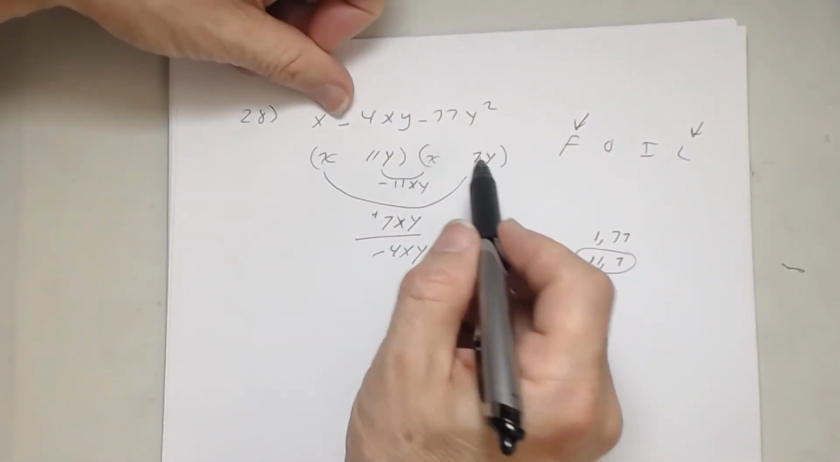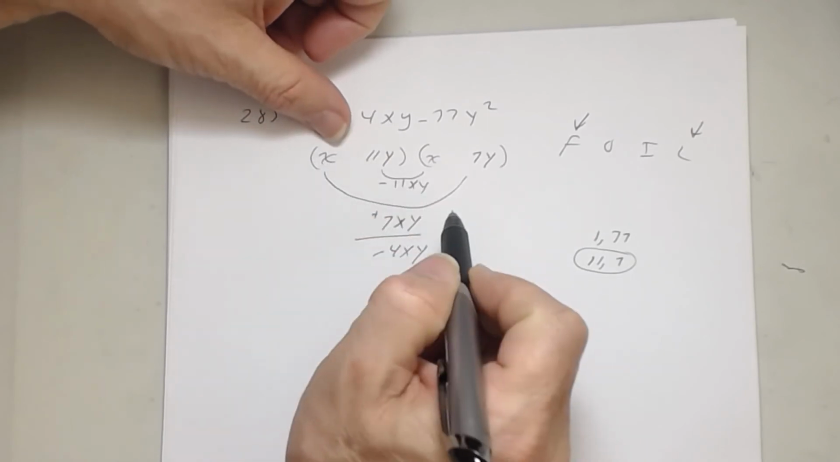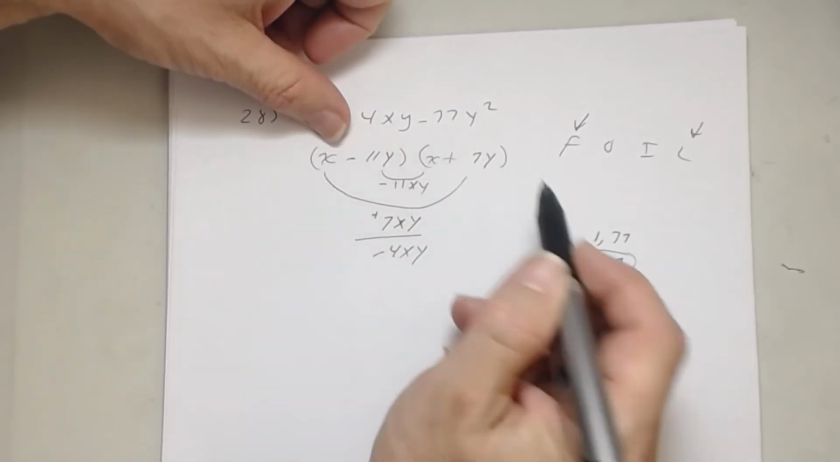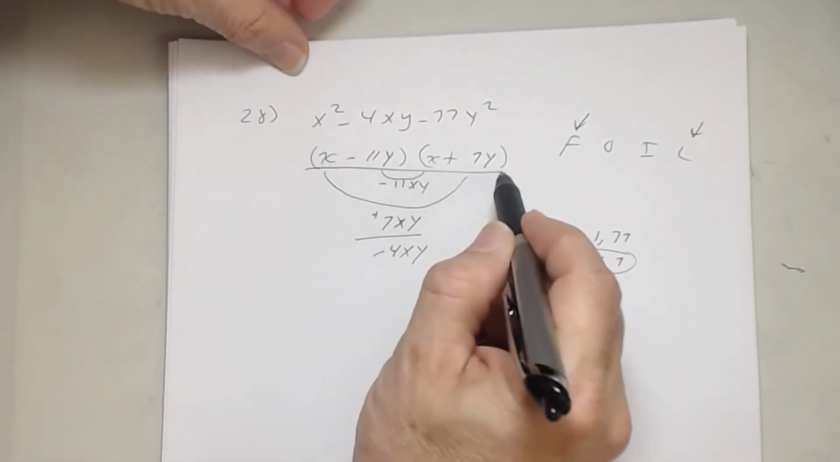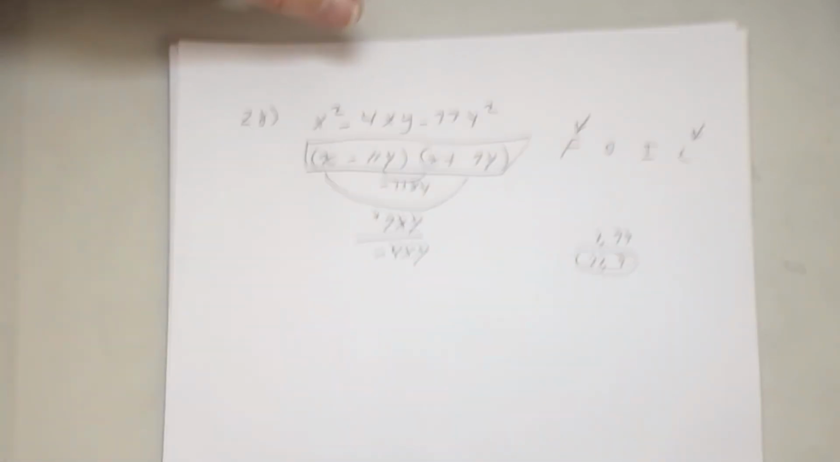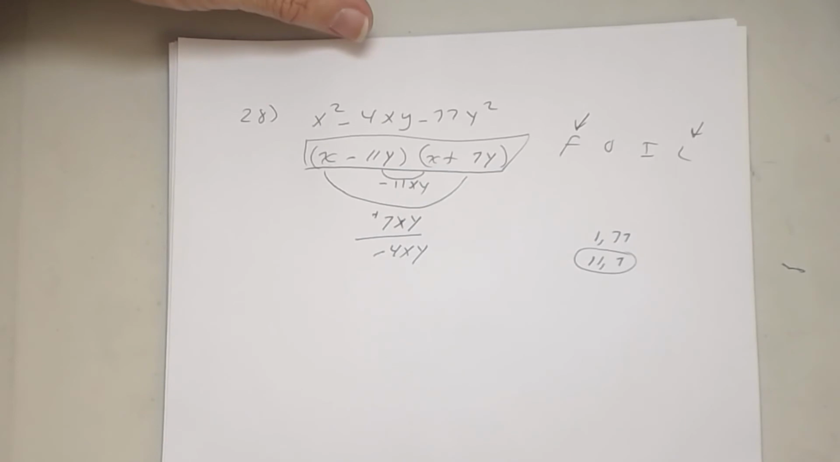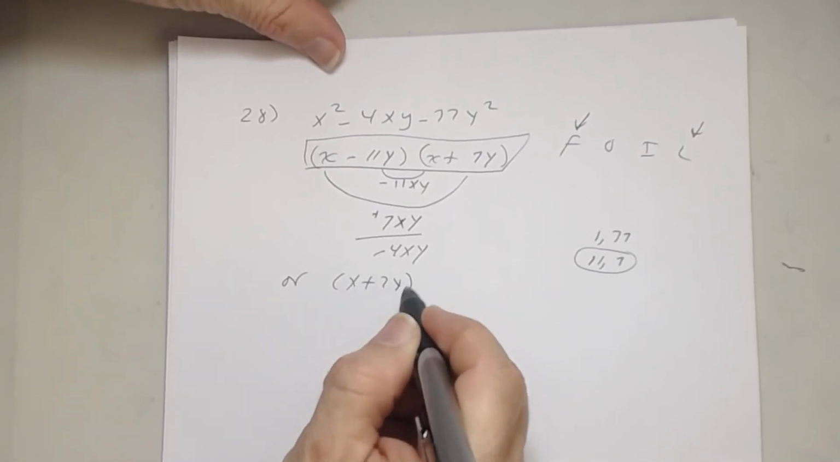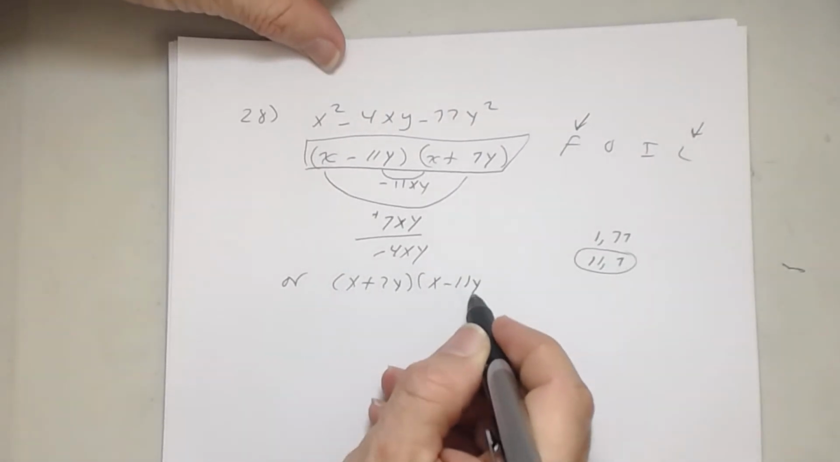So now we know this is in the correct order. I just have to put the correct signs. So there's going to be x minus 11y and then x plus 7y. And so that's your answer. It doesn't matter the order. Say, for instance, you have x minus 11y, I have x plus 7y, and then it doesn't matter. Multiplication is commutative. So you could say x plus 7y times x minus 11y. It does not matter.